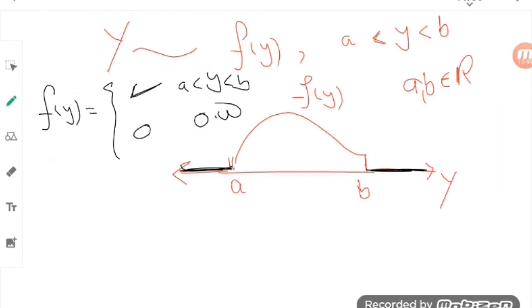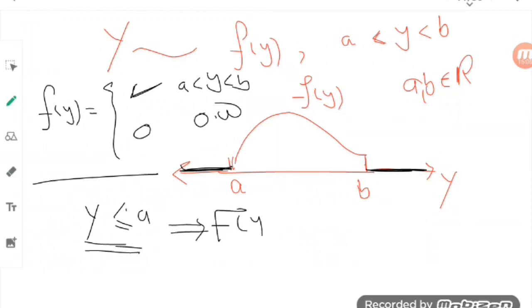Fine. Okay. Now if we move to find when y is less than or equal to a, and we need to find capital F of y. This means the probability that y is less than or equal to a certain value called y. And here we have y between negative infinity and a. So this will be computed as the integral from negative infinity to a of the PDF.